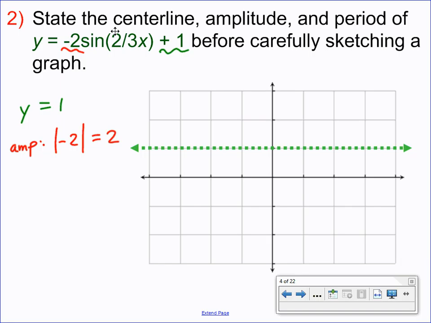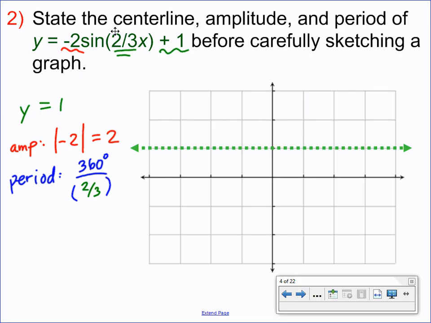And lastly, we need the period. The period is gained by taking my normal period in a sine wave, which is 360 degrees, and dividing it by the speed factor. In this case, my speed factor was 2/3. So I'm going to take 360 degrees, and I'm going to divide it by 2/3. Keep in mind, dividing by 2/3 is the same as multiplying by 3/2. And so 360 divided by 2/3 is the same as 360 times 3/2. 360 divided by 2 is 180 times 3 is what? 180, 360, 540. You guys getting 540?